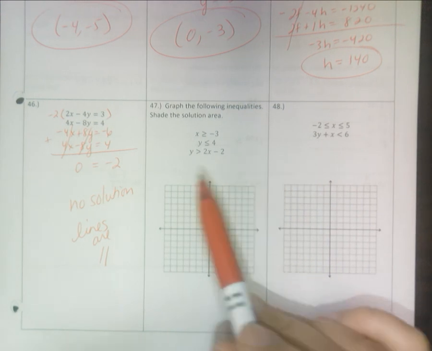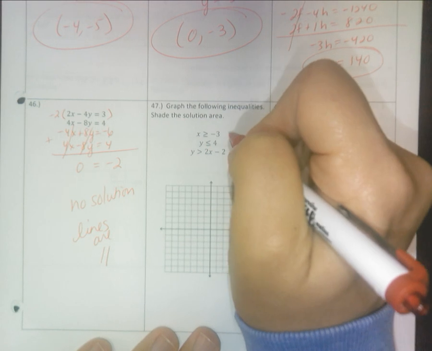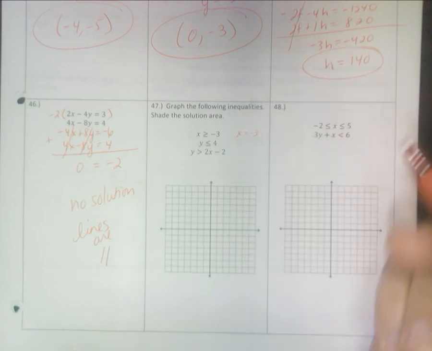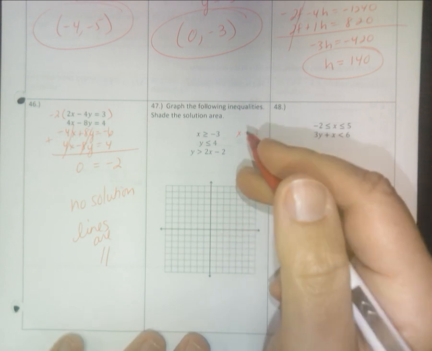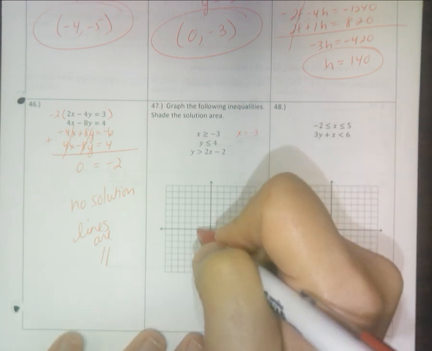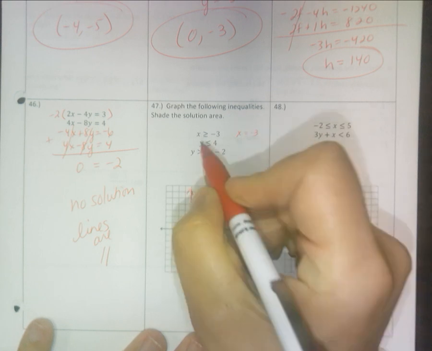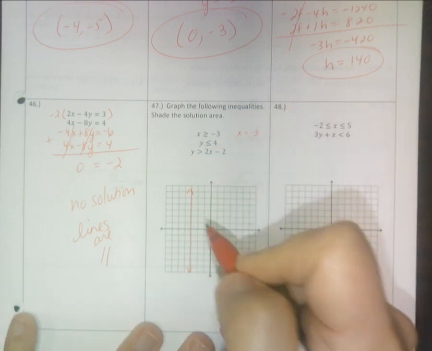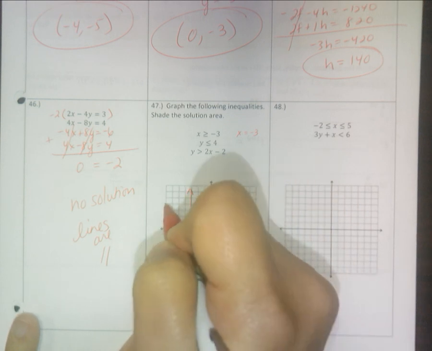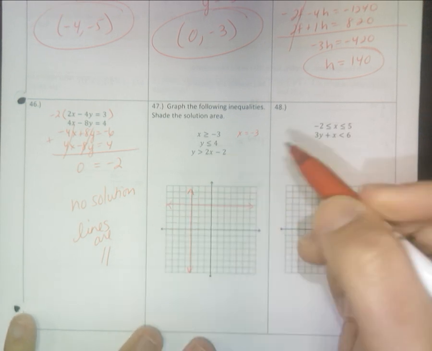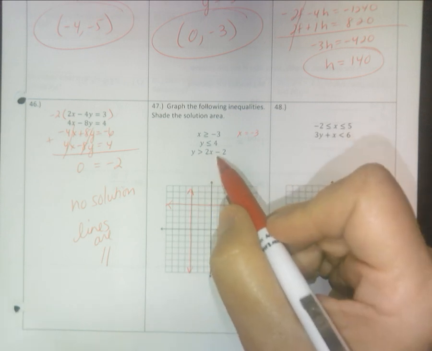47, graphing inequalities and then shading the solution. You graph them like you would a line. Think of this as just x equals -3. If you went back to the first part of the videos, x equals -3 is a vertical line at -3. 1, 2, 3. This one would just be y equals 4, which is a horizontal line at 4. Goes that way. And then this is the line like y equals 2x minus 2.